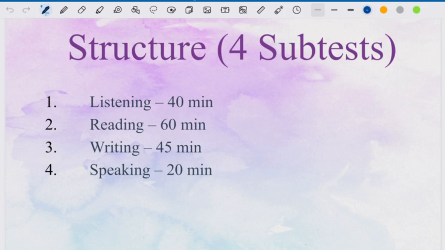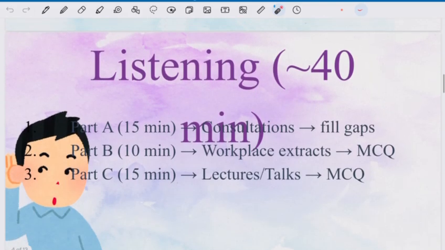So, the OET exam has four parts: listening, that's 40 minutes, reading, that's 60 minutes, writing, that's 45 minutes, and speaking, that's 20 minutes. So total exam is about 3.5 hours. So let's start with listening.